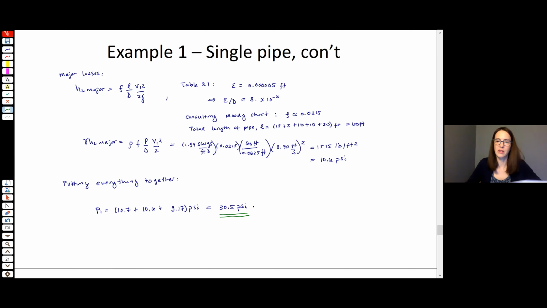And we get our final answer that the pressure in the basement at the beginning of the pipe system is 30.5 psi, right? So what do we use? We use the energy equation as the governing equation for this flow. We calculated separately our minor and major losses and added them up. And we also use the continuity equation, right, to be able to calculate the velocity given the flow rate Q. All right.